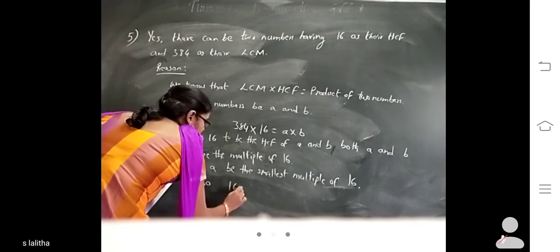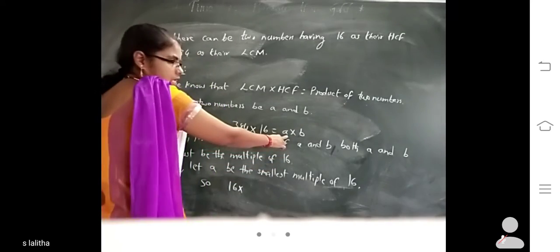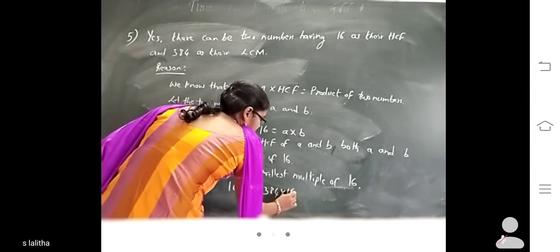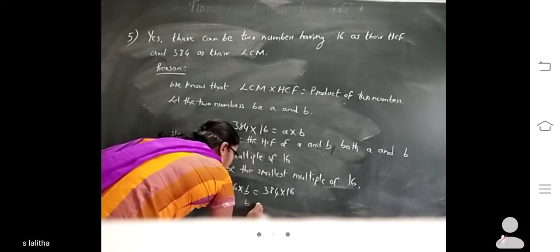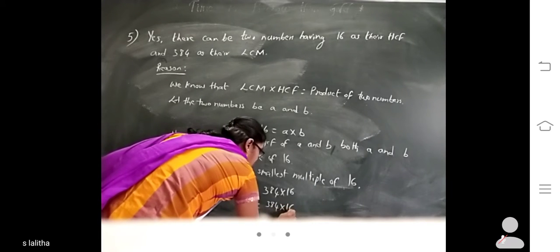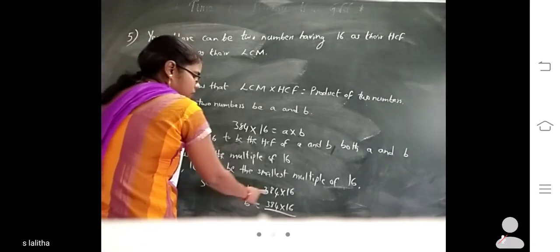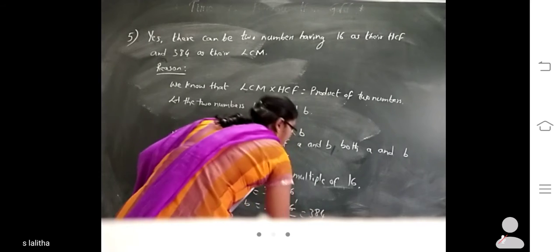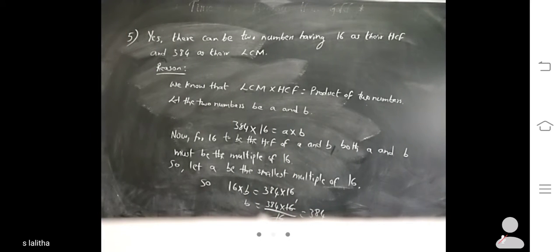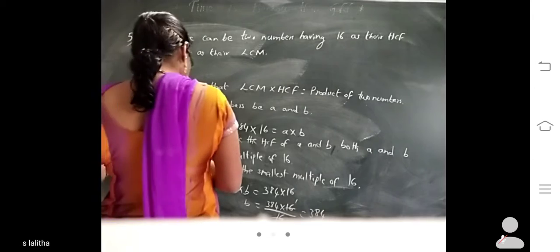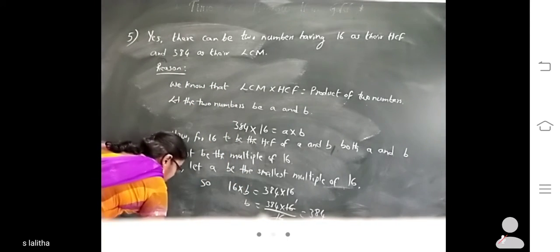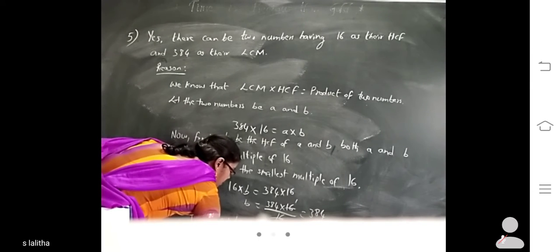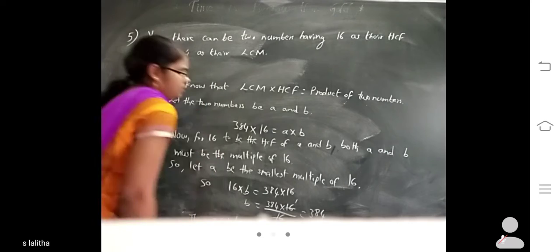So 16 into A, you have to take 16. 16 into B is equal to 384 into 16. B equal to 384 into 16 by 16; 16 is multiplied, so transposing it, we divide. 16 1s are 16. What is the answer? 384. So B equals 384. Thus A can be equal to 16. Okay? Right.